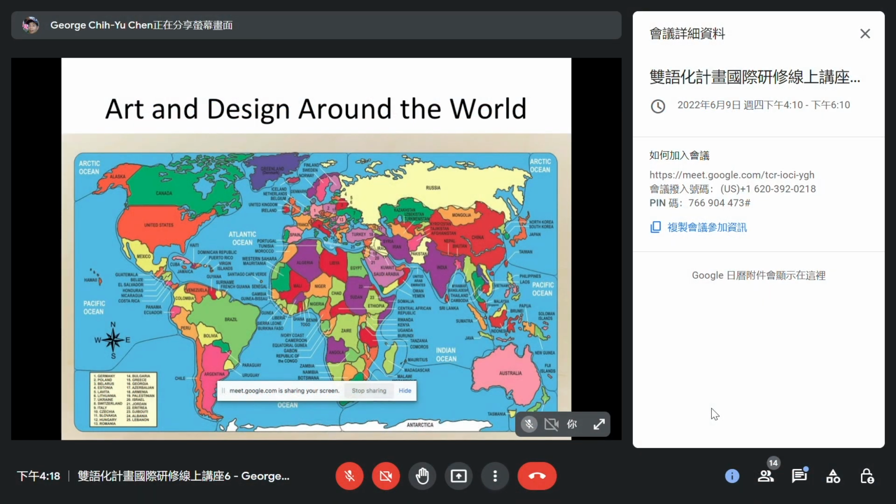My first slide basically shows the map of the world and the countries labeled in different colors. And according to the United Nations, there are currently 195 countries in the world. Just want to show you how big the world is, and it's very rich in design and art concepts. And this is our purpose today, to look at some of the concepts from different countries.